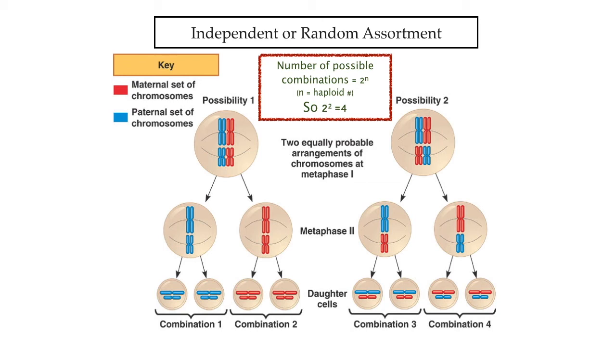But I just want to show you something. So the n number for humans is not 2. Humans have 46 chromosomes, which means that our n number is actually 23. So do you know what happens if we have 2 to the power of 23? If you take your calculator and try it, you will find that the answer is 8,388,608.